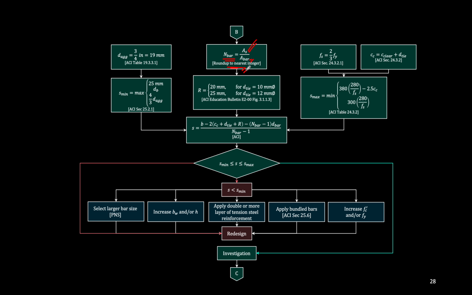Then after that is to solve for the radius of bending ng ating stirrups. 20 millimeters yung value ng radius of bending if yung diameter ng ating stirrups is 10 millimeters. If ang diameter naman ng stirrups is 12 millimeters, then 25 millimeters naman yung magiging value ng ating R. So this is necessary para masolve natin yung clear spacing ng ating bar.